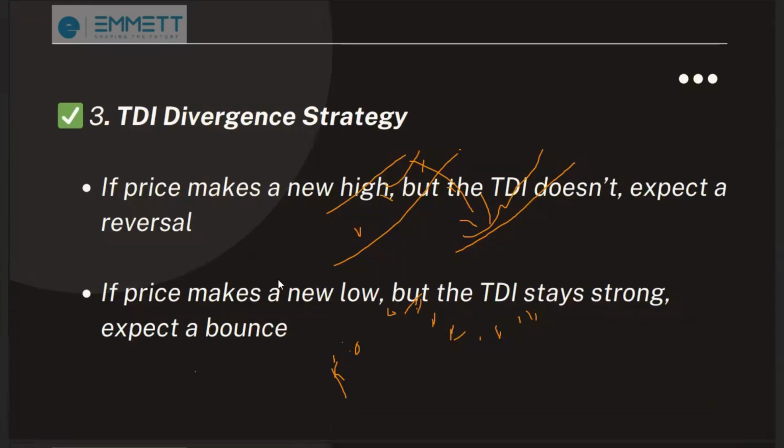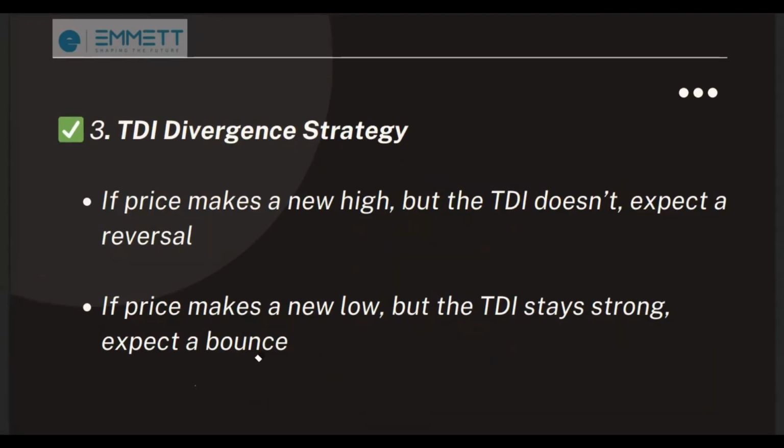Let's look at something else. Finally, you can trade what we call TDI divergences, or you can use the TDI divergence strategy. This is a scenario where the price makes new highs or new lows, but the TDI doesn't. If the price makes a new high, but the TDI doesn't, we are expecting a bearish reversal. This is what I mean.